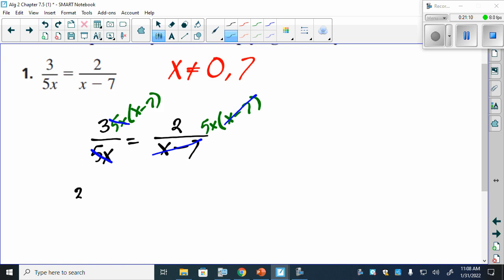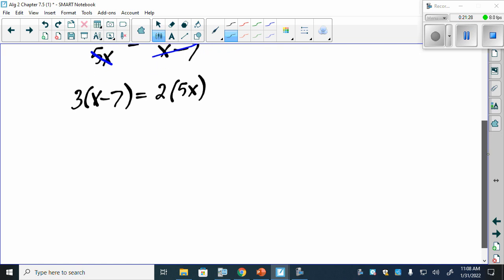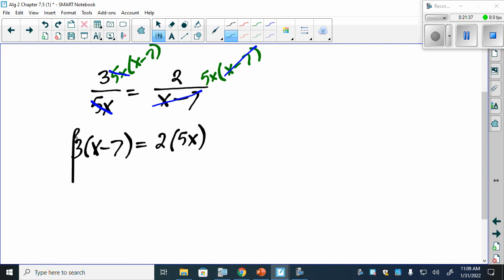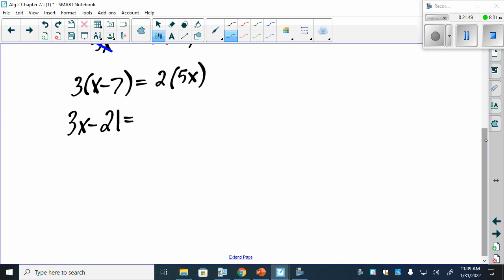3 times x minus 7. So we don't have any fractions left. And on the other side we're left with 2 times 5x. Now, if you feel comfortable multiplying those together instead of rewriting them out like we did, that's fine. Because we could have jumped on to 3 times x is 3x minus 21, because 3 times x gives us 3x and 3 times 7 gives us 21. On the other side, 2 times 5x is 10x.